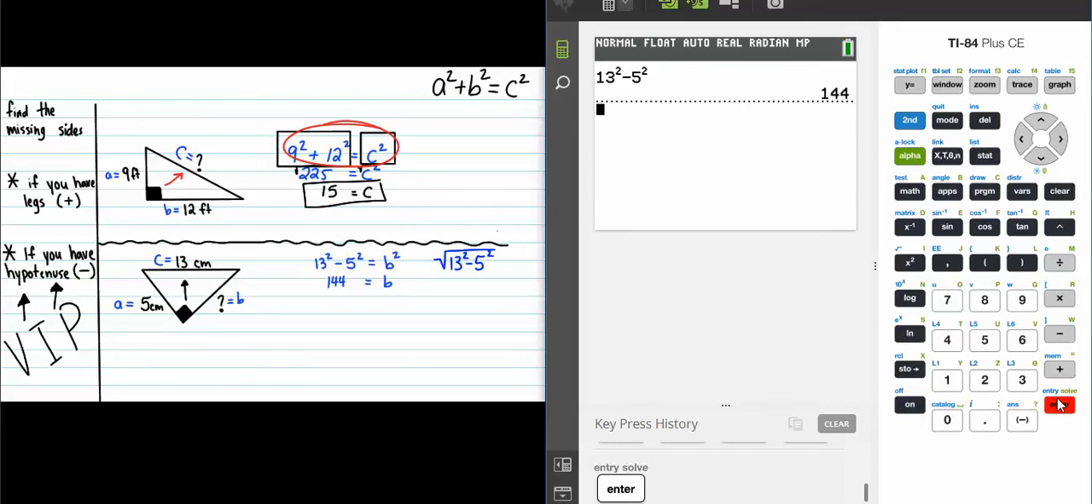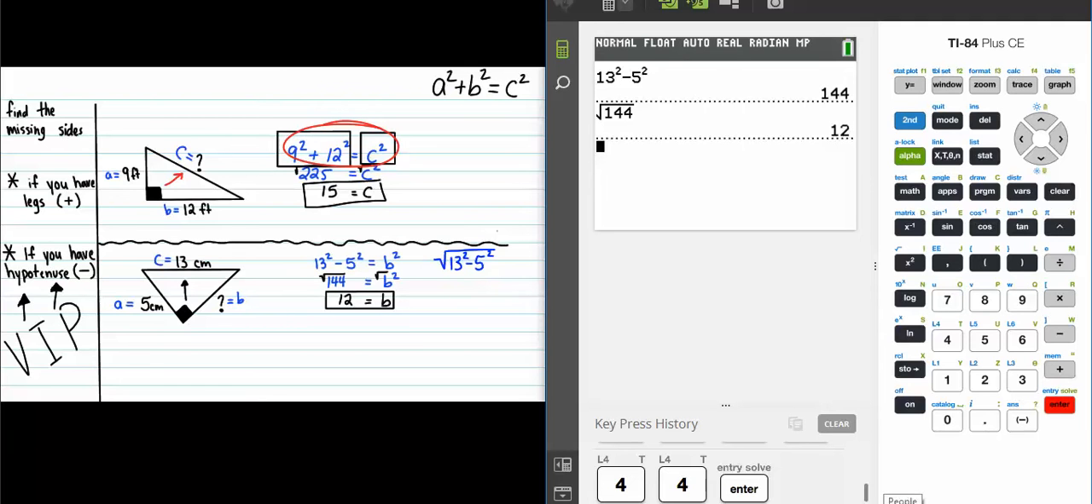And final step, square root. So what's the square root of 144? And you get 12. So b is equal to 12. And then of course, if you want to use solver or if you want to type it in all together, this tends to be one of my preferences once you've practiced a lot. So long as you know when you're adding and subtracting, you can type it in one clean step.